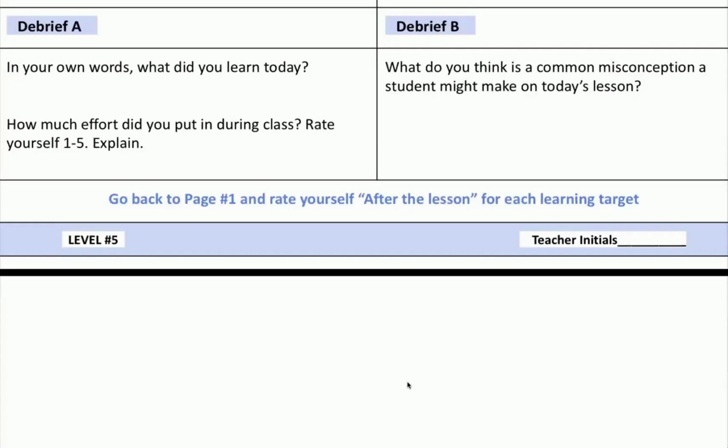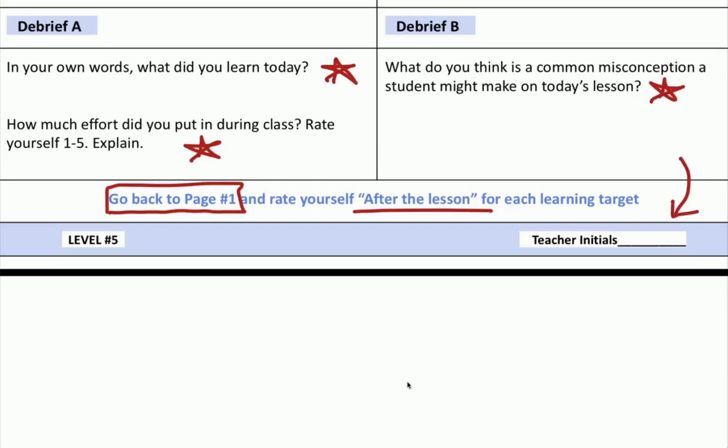To close out today, make sure that you answer our debrief questions. In your own words, what did you learn today? How much effort did you put in during class? And what do you think is a common misconception a student might make on today's lesson? Once you're done filling out this entire page, we're going to go back to page 1. At the beginning of today, you rated yourself on our learning targets 1 through 5 before the lesson. Now that we've had some more practice, you're going to rate yourself 1 through 5 after the lesson. As always, don't forget to get your teacher's initials.